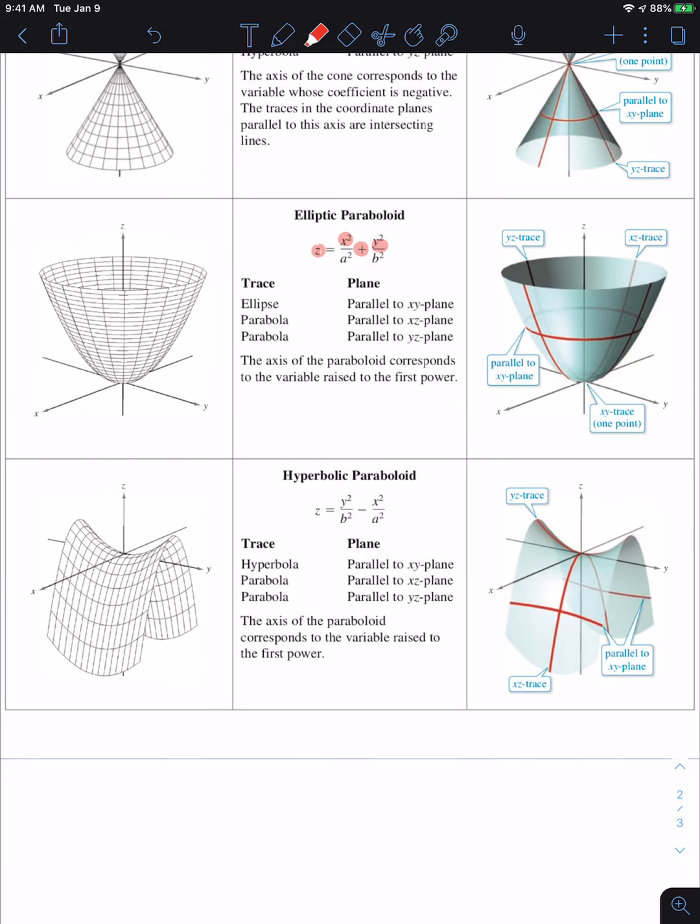And then a hyperbolic paraboloid is the same idea, where I have one variable to the first power and the other two to the second power. This time I have a minus sign. Again, whichever one is not taken to the first power is my axis. But in this case, my traces are going to be a parabola here, if I could draw it. And then my other two are going to be this, which would be a hyperbola, and then this would be a parabola. So I have two parabola traces and one hyperbola trace. Okay, so those are my quadric surfaces.